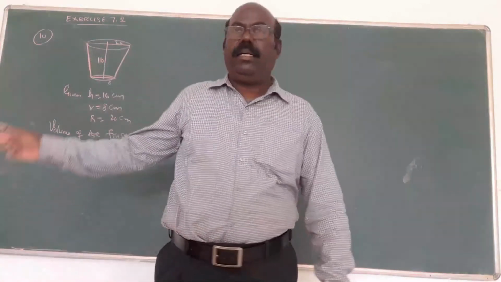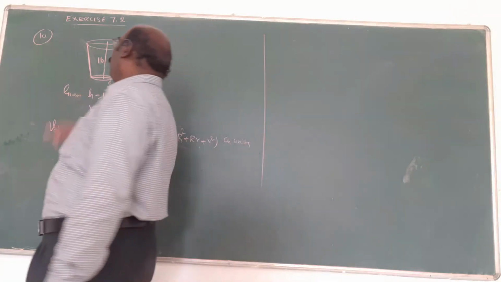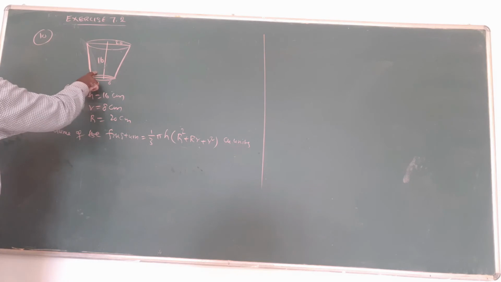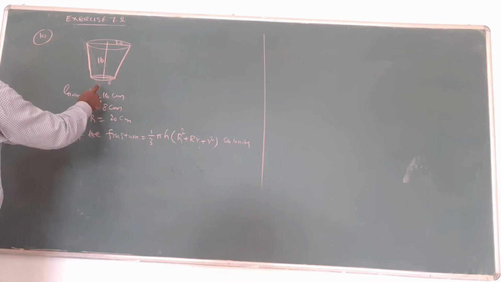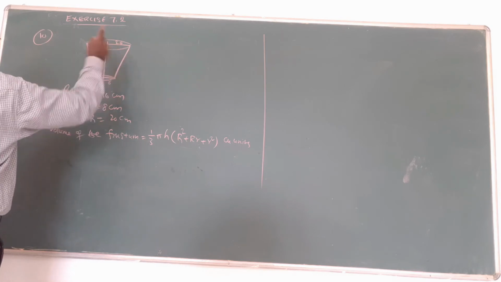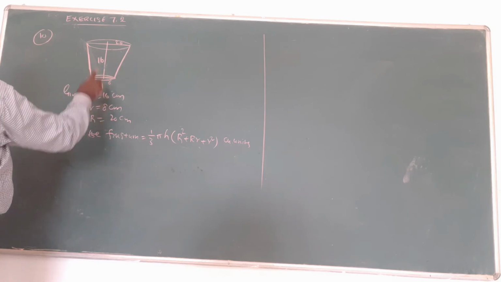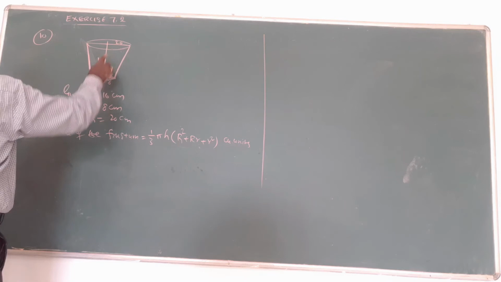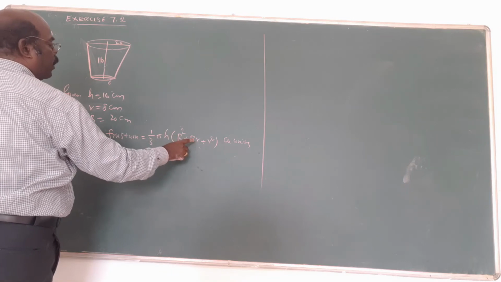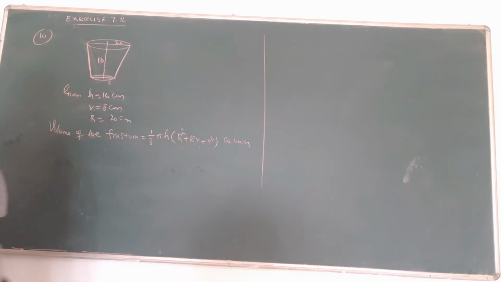Now listen here, the last question from this exercise, the 10th question. Refer to the book. Read the question: a container open at the top, in the form of a frustum of a cone of height 60 cm, with the radii of its lower and upper ends 8 cm and 20 cm. Height is 60 cm, lower r is 8 cm, upper capital R is 20 cm. Volume of the frustum is 1 by 3 pi h (capital R square plus capital R small r plus small r square).